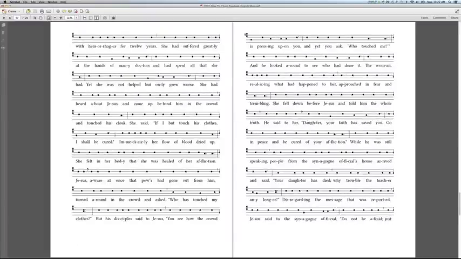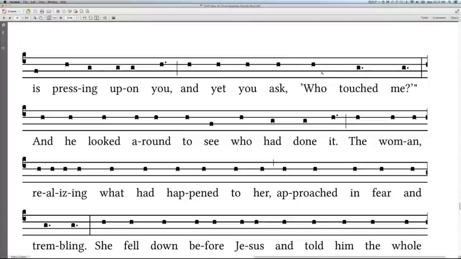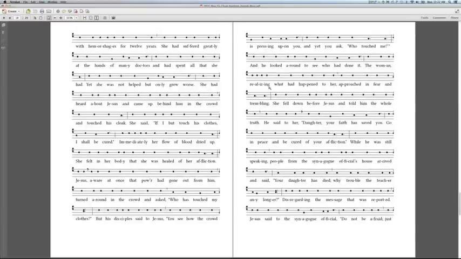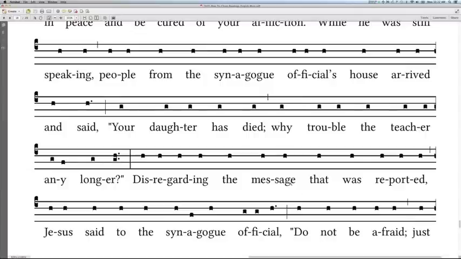Let's look for and see if we can find another question. There's another question here, and again, I didn't treat it as a question because perhaps it was so short, and it's combined with another sentence, really. So let me see here. I think there's a question. Here you go. Here's a question. Your daughter has died. Why trouble the teacher any longer? So you find questions that you want to treat as questions that I would say are long enough to treat as a question. And you can instantly get those out of the way by marking them. Because the question just goes like this. Your daughter has died, why trouble the teacher any longer?